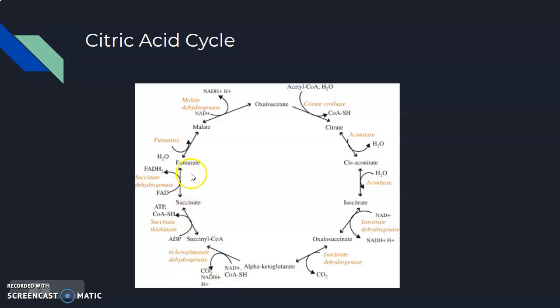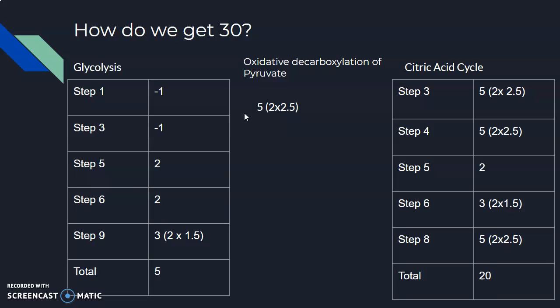Continuing on, succinate to fumarate, FAD to FADH2, and then finally malate to oxaloacetate, we see NAD+ to NADH. So we'll talk a little bit about the conversion.